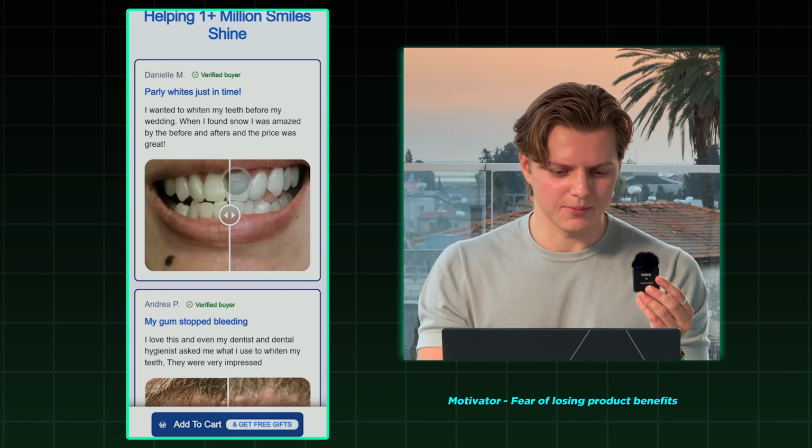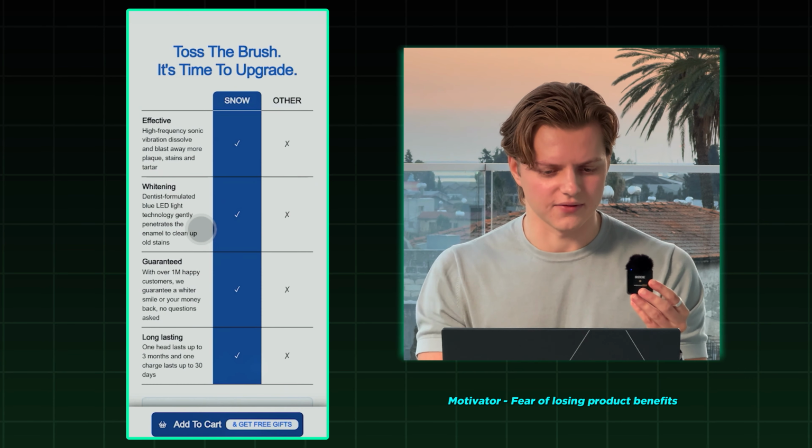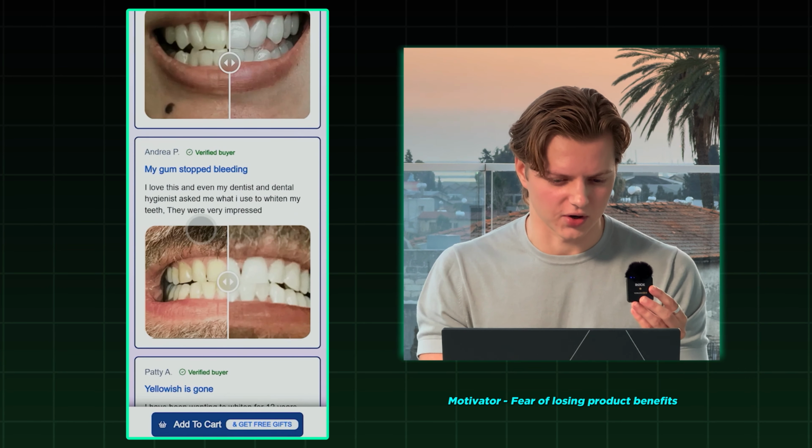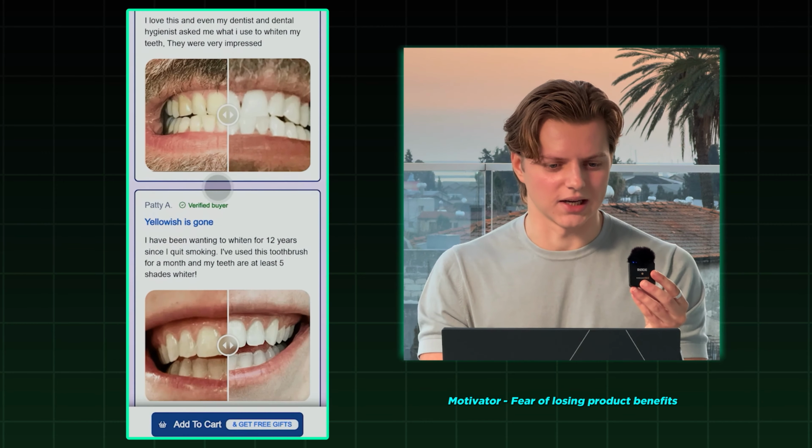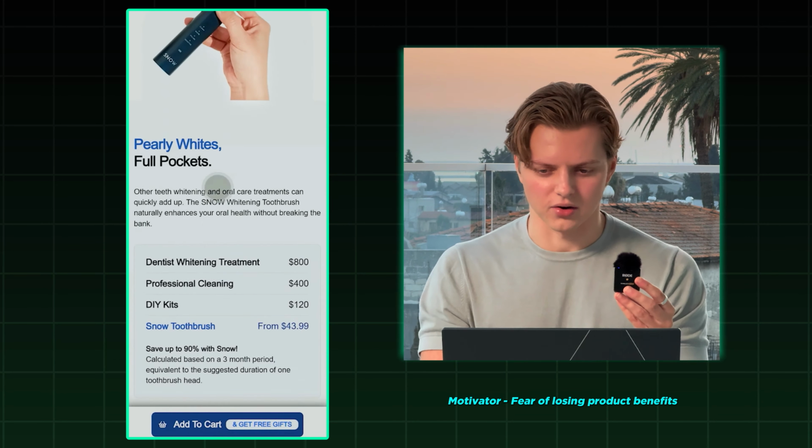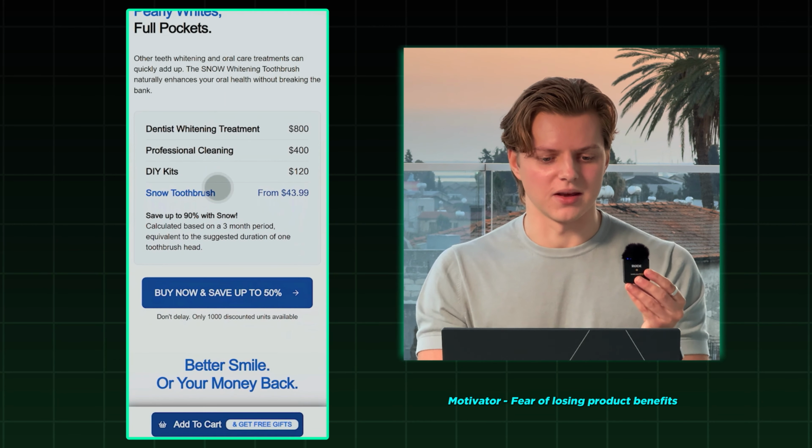I will give them a B tier for the ability to make me fear losing out on the benefits, mainly because of the before and afters. They have the other sections as well, but I feel like the before and after is the highest impact one. But also because I know that Snow's marketing is very focused on the benefits, assuming that this landing page is really more for middle of funnel, where people are already problem aware and maybe even solution aware.